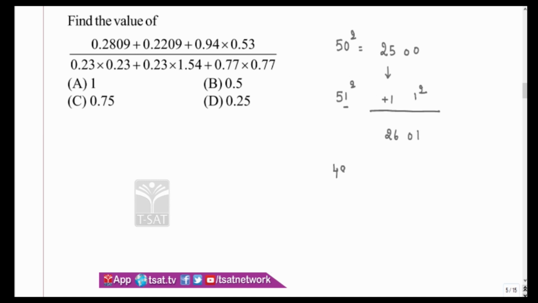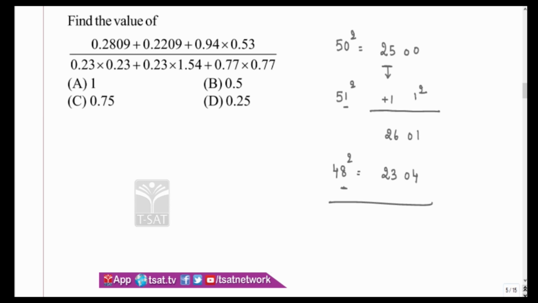So you can apply. Even if I ask you 48 square, this is 2 less. Therefore, you subtract 2 from 25. That's 23. And 2 square is 04. So in number theory, I have already explained how to find out the squares which are close to 50 and close to 100. You can refer to that particular video.